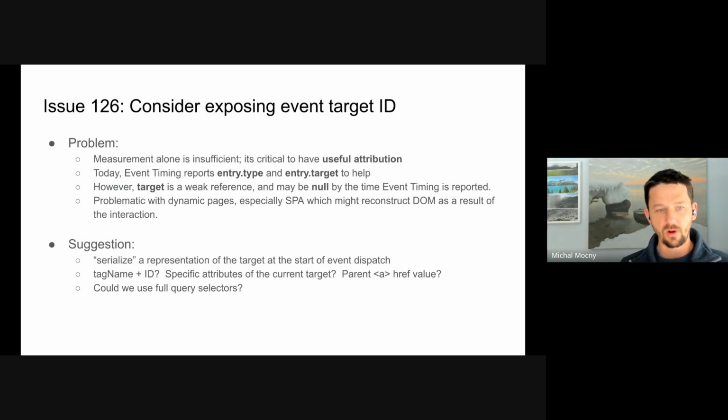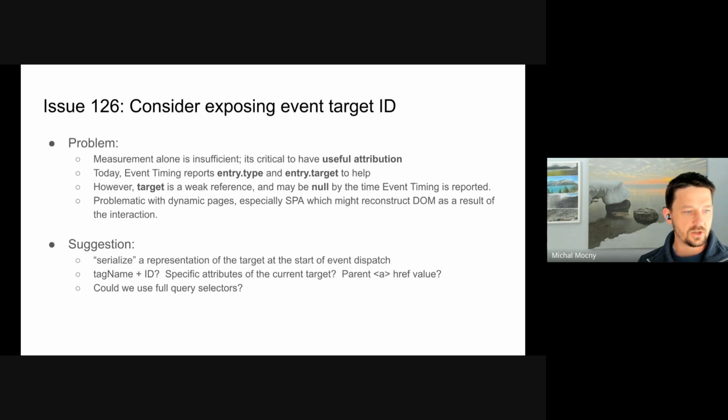However, target is a weak reference, and it may become null by the time event timing is actually reported to the performance timeline. So in your observer, you might find that there is no target, especially anytime that the page is dynamic or there's an SPA that has reconstructed the DOM as a result of the interaction, which is kind of like some of the more interesting situations where you need this information.